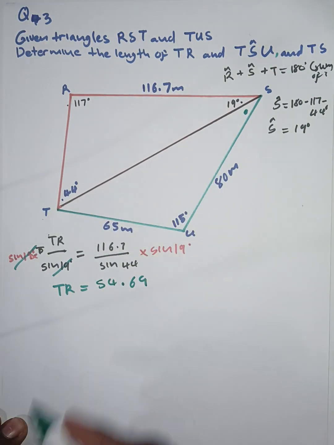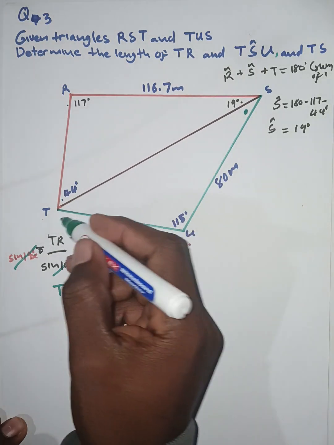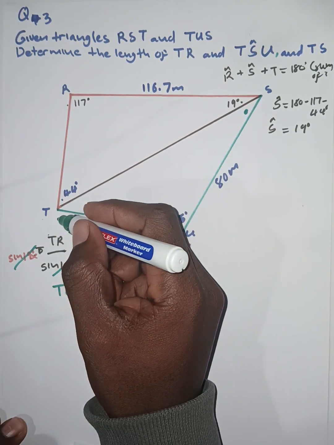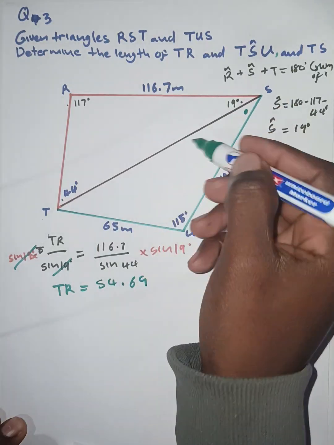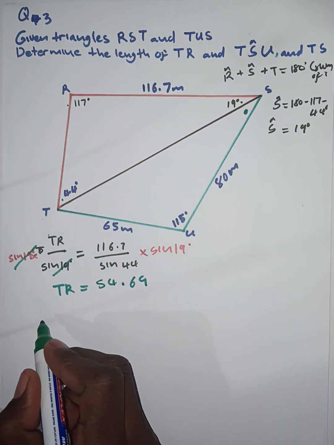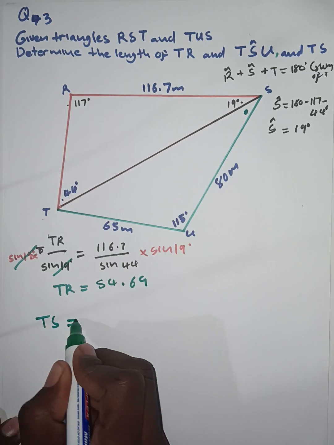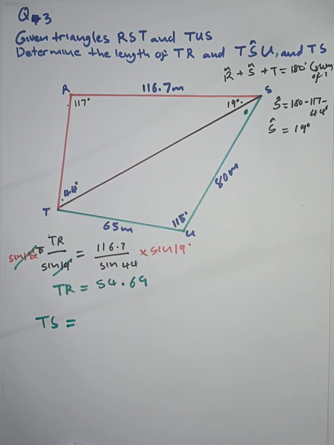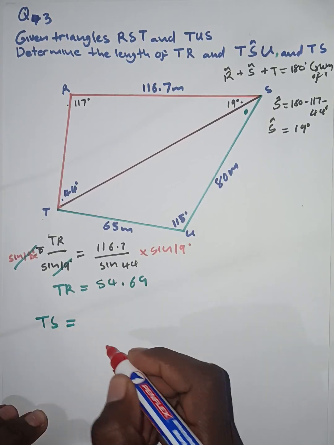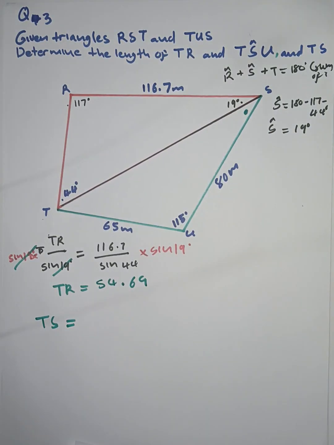So of course, if I'm looking for TS, so this would be T, S. TS would be equal to... let me just use another color. So this is actually 6. Okay, so this would be TS.